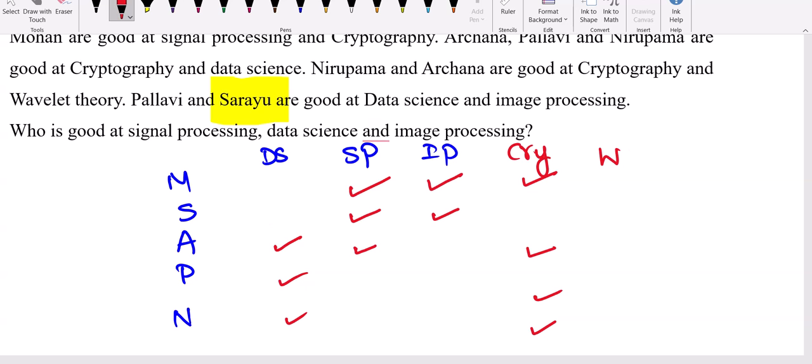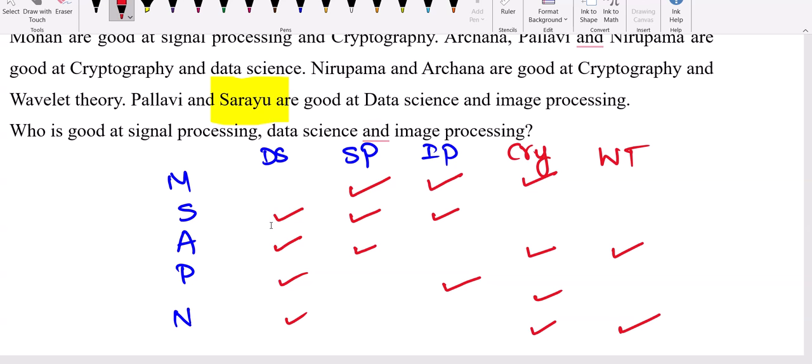There is one more thing, wavelet theory. That's for Archana and Nirupama. Now finally, Pallavi and Sarayu. Pallavi is good at data science and image processing. Sarayu is good at data science and image processing. Now the final question: who is good at signal processing, image processing and data science? Sarayu only, in that second row. Maybe next time they'll ask another combination. Signal processing, image processing and cryptography means Mohan will come. Likewise, or maybe I can ask you the question: who is good in more subjects here?